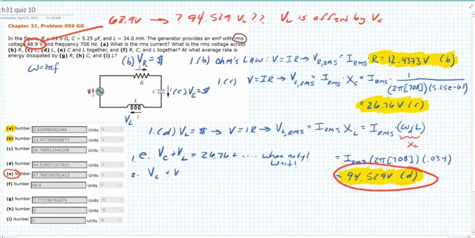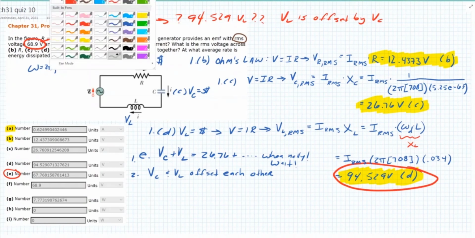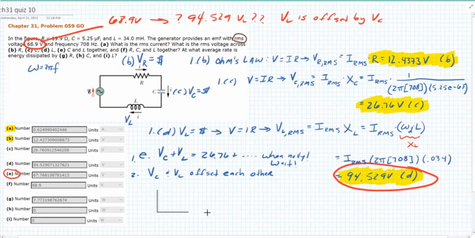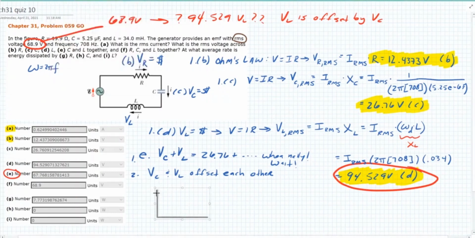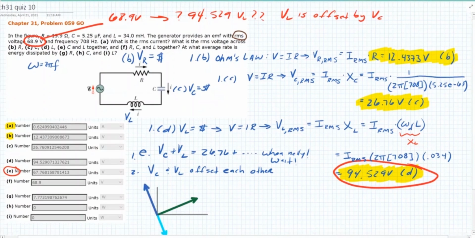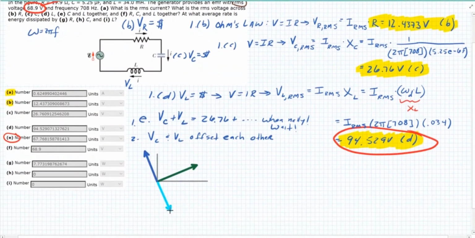VC and VL offset. They always offset each other at all times. How do I know that? Because of the phasor diagram, so let us enjoy yet another phasor diagram. Here's my resistance. This is my voltage across the resistor. This is my voltage across the inductor. ELI means leading by 90 degrees. Here's my voltage across my capacitor. ICE means trailing by 90 degrees.